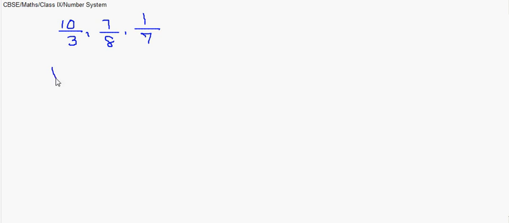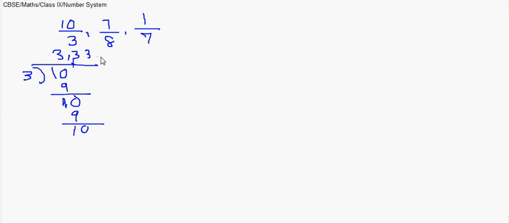If I divide 10 by 3, you see I'll get a decimal here, and I will be getting 3 again gives me a 9, that's 1, again a 10, that's 3, and it continues. That means it is not getting terminated, and 3 is getting repeated every time I divide it.